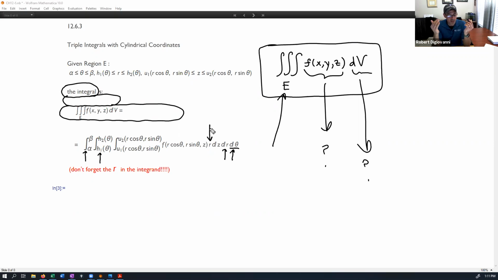Now, as far as z, the inside, these are our two functions of x and y, but they've been converted over to polar, really cylindrical, but polar. So we replace the x and y with r cosine theta and r sine theta respectively. And then the function itself also has to be replaced. All the x's, y's, and z's have to be replaced. X gets r cosine theta, y gets r sine theta, and z gets what?